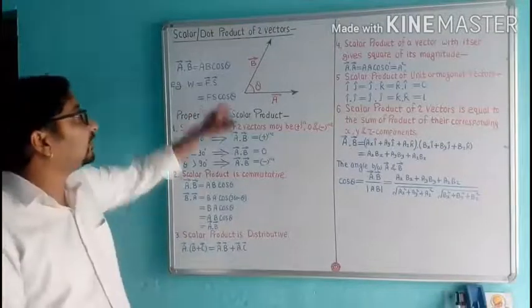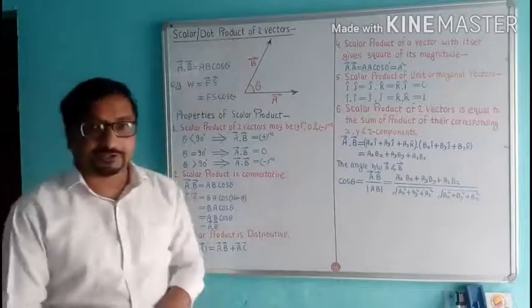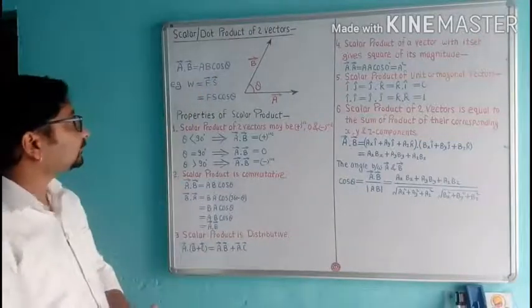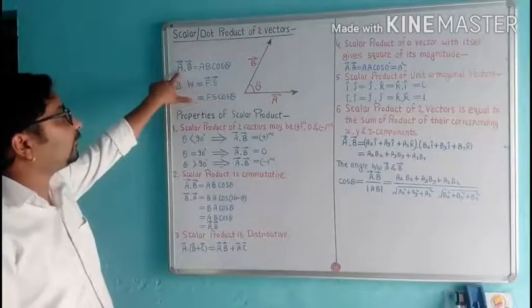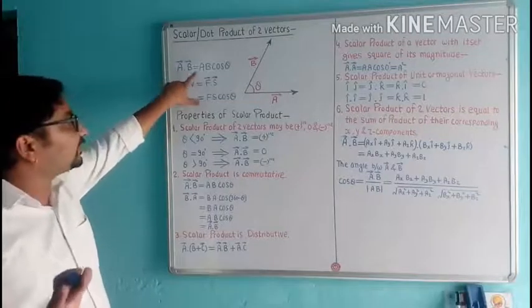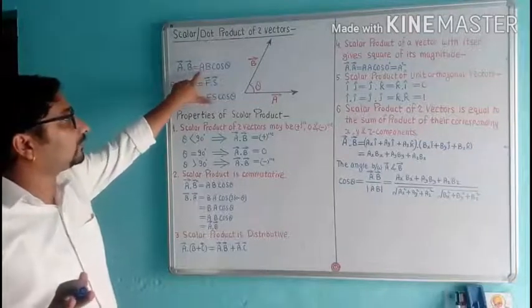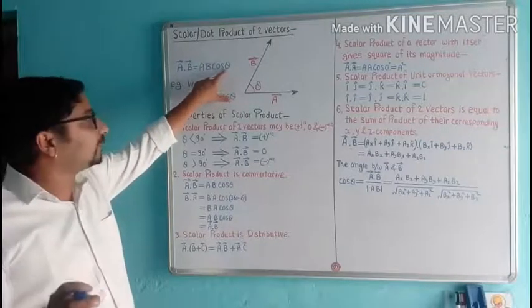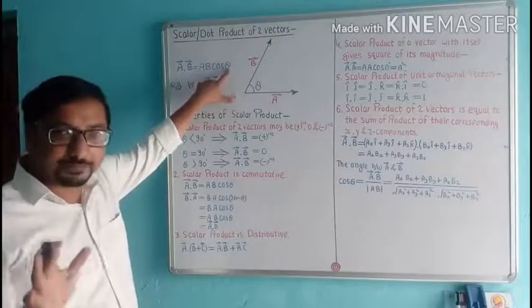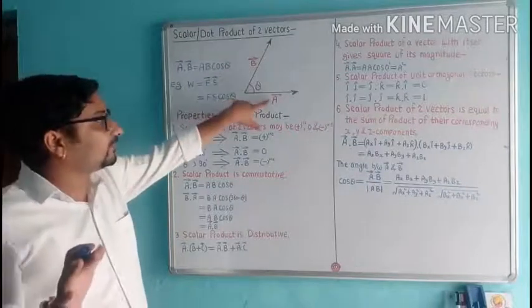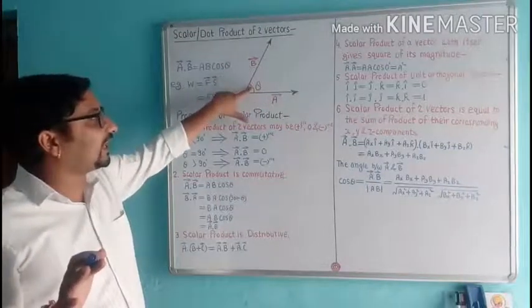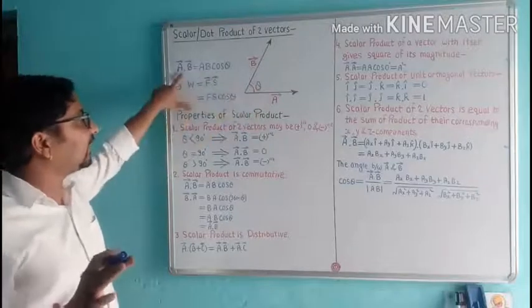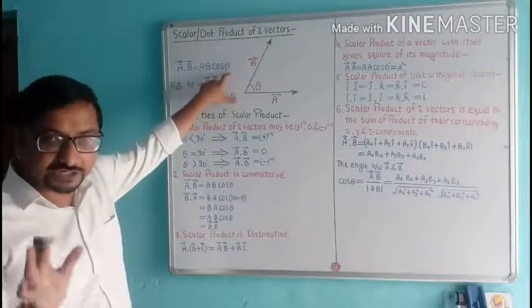Today we will discuss the scalar or dot product of two vectors. The dot product of two vectors is a scalar which is equal to the product of the magnitudes of the vectors and the cosine of the smaller angle between them. If this is vector A, this is vector B, and theta is the angle between A and B, then A dot B is equal to AB cos theta.